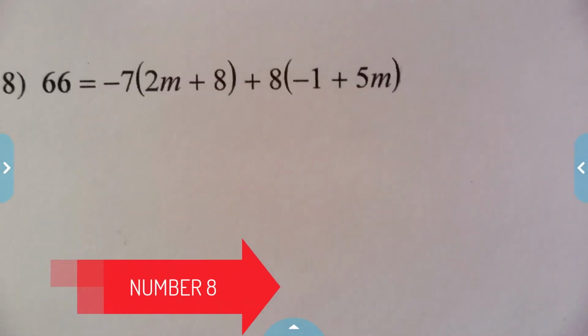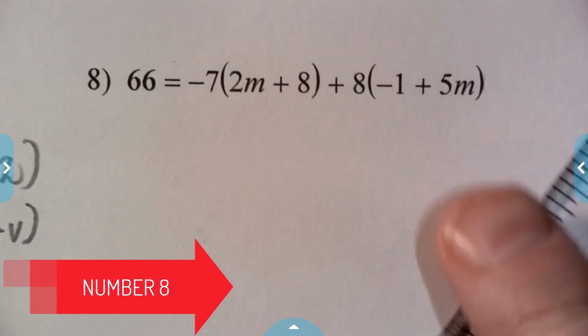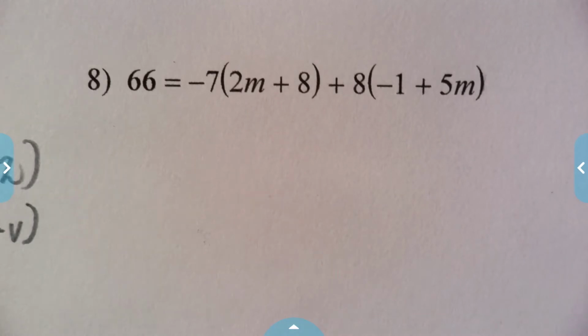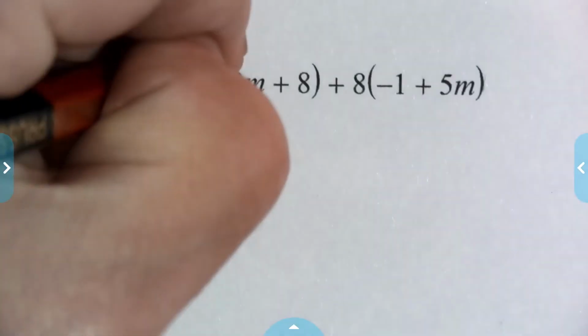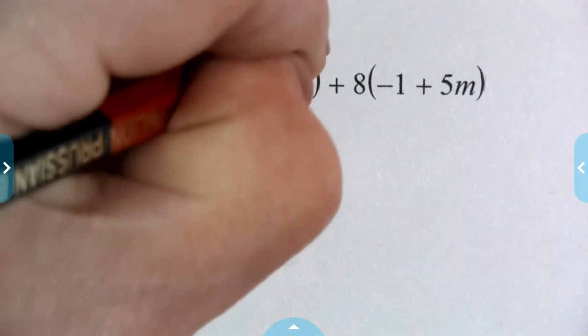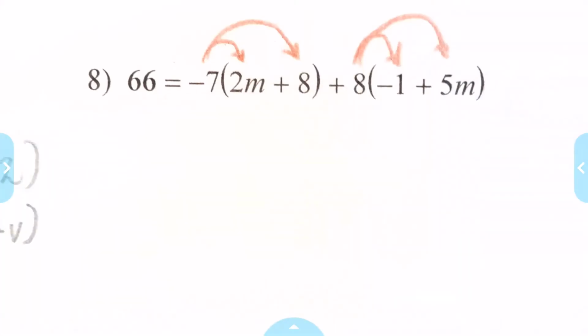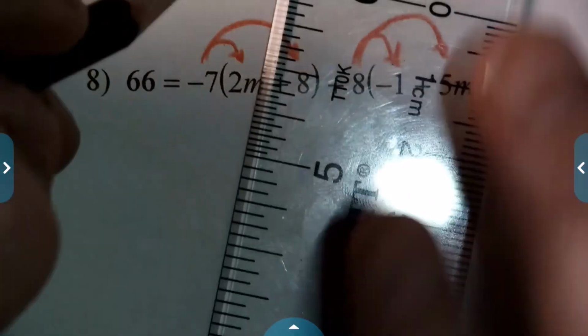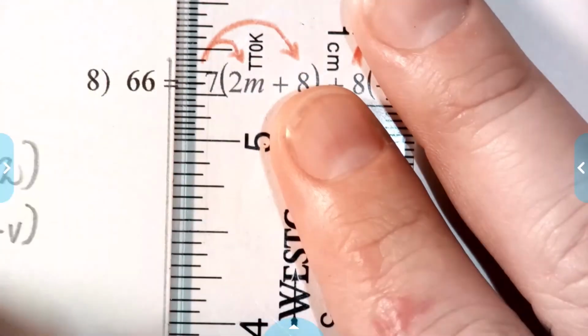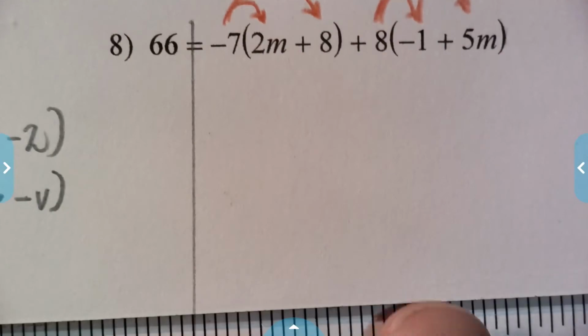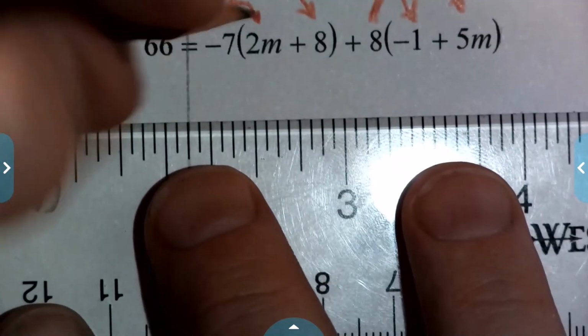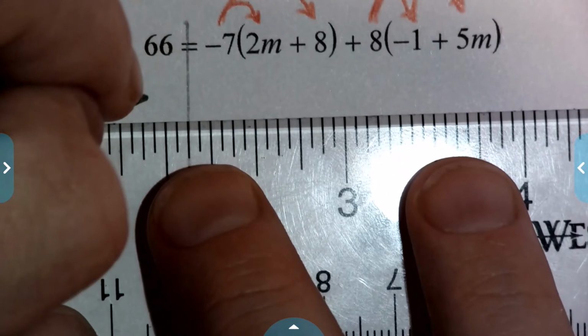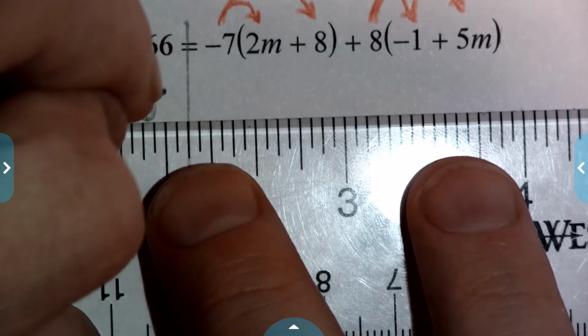All right, so we're moving on to number 8. Oh my goodness. So we got two distributions. We're going to distribute the negative 7 to the 2m and to the 8. And we're going to distribute the 8 to the negative 1 and the 5. Here's our little drop down there. 66 is going to be hanging out by itself on the left for a little bit. Just chill out here, brother.